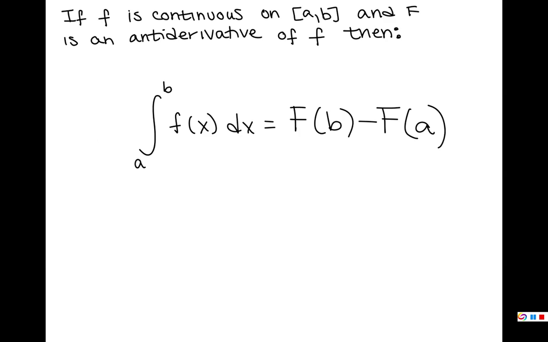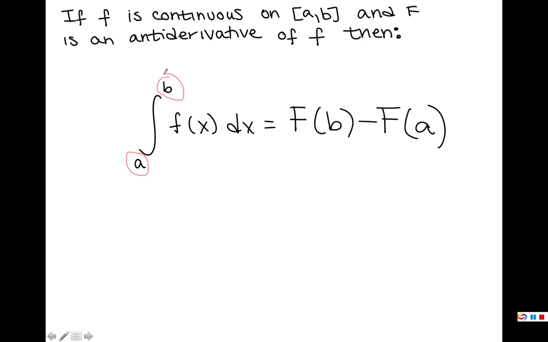So first of all, this is our fundamental theorem of calculus, what I have written on the screen. It says if we have a continuous function f on the interval from a to b, and capital F is an antiderivative of f, then our definite integral, so again, notice that we have those letters, the a and the b, those are my bounds of integration.